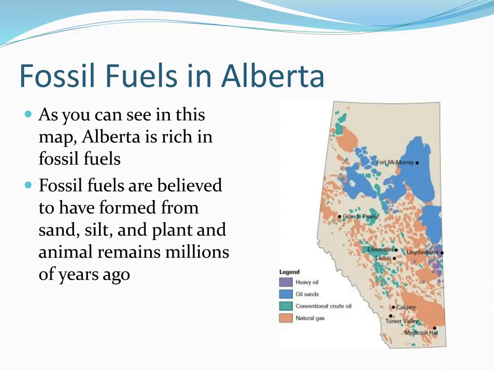Alberta is very rich in fossil fuels. Many people work to extract, transport, and process fossil fuels. Fossil fuels are believed to have formed from sand, silt, and plant and animal remains millions of years ago.